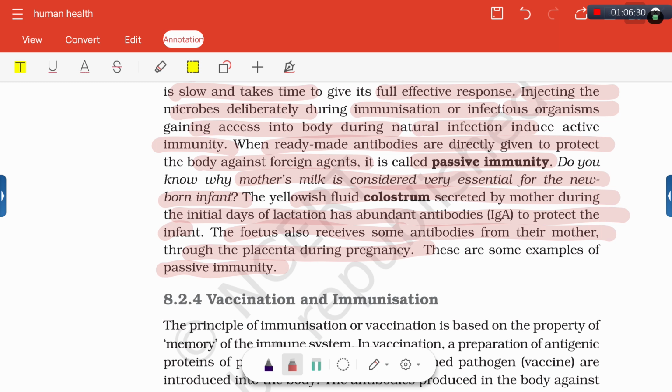Now, let's go back to some questions about passive immunity. Now, your turn.